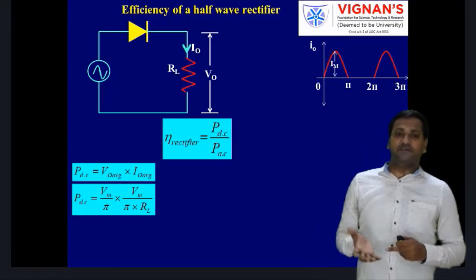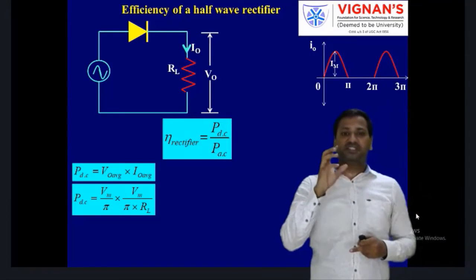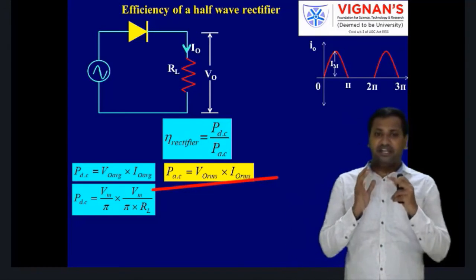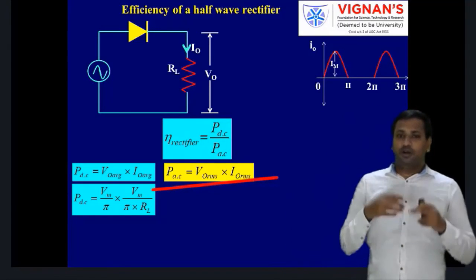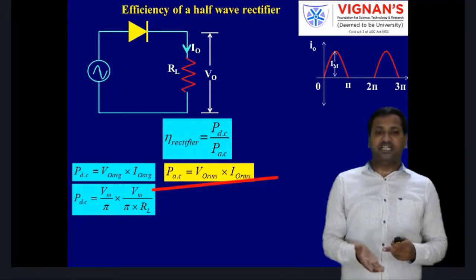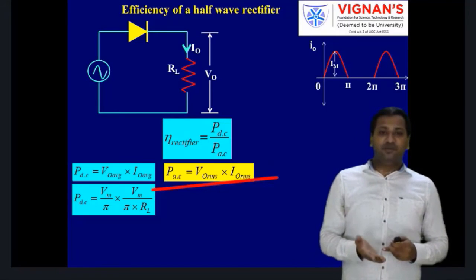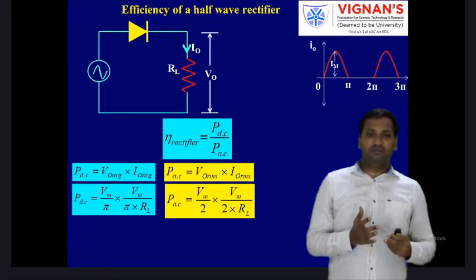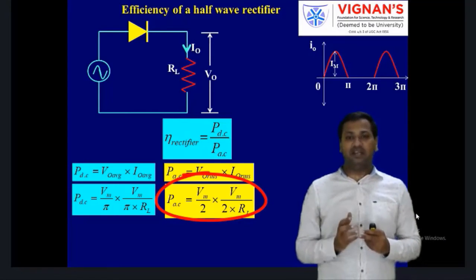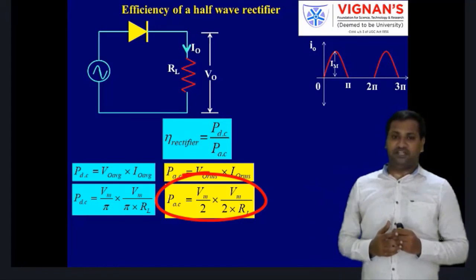Similarly, for the AC input power, we need to find the RMS voltage and RMS current. By multiplying these both, we get the AC input power. We are already familiar with the RMS and average values of this rectified output waveform, so the RMS voltage value becomes Vm by 2 and the RMS current value is Vm by 2 RL. By multiplying these both, you will get the AC input power of the rectifier.